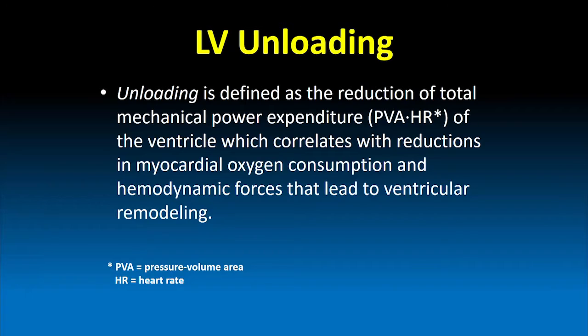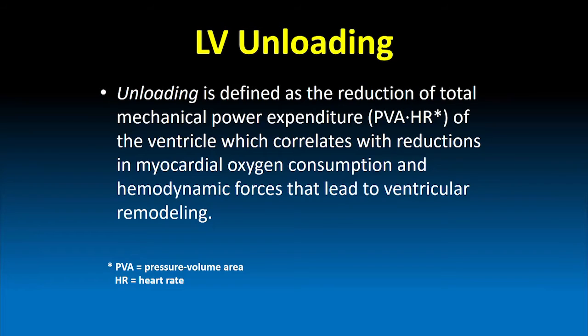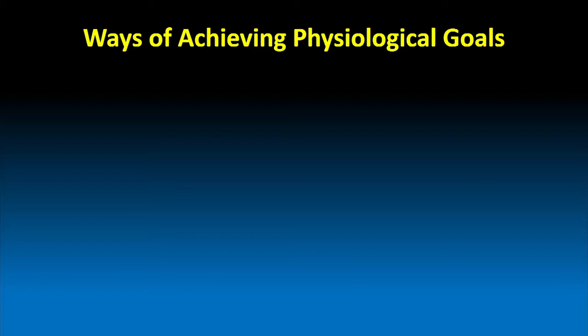So I've already shown this definition. I think that these theoretical considerations lead us to a clinically useful definition of LV unloading, which is the reduction of the total mechanical power expenditure. So power instead of work, so work is the amount per beat, but power is the amount of work that's done also in consideration of the heart rate. So it's the power expenditure of the ventricle, which correlates with the reduction in myocardial oxygen consumption and the hemodynamic forces that lead to ventricular remodeling. And again, we can talk about this.